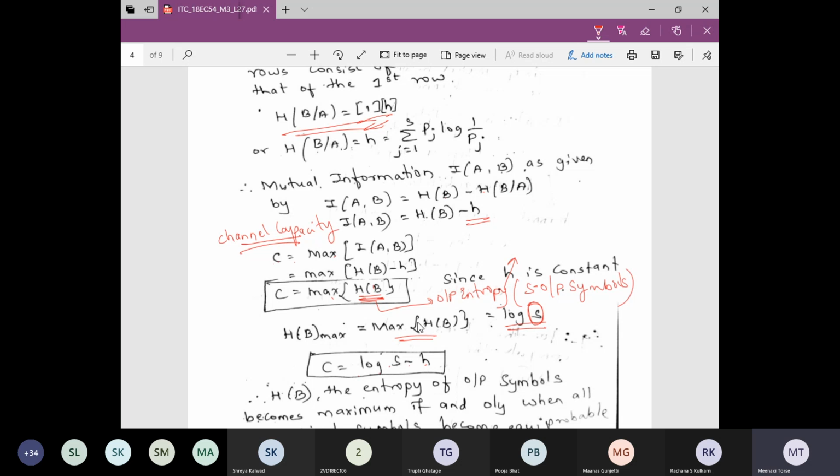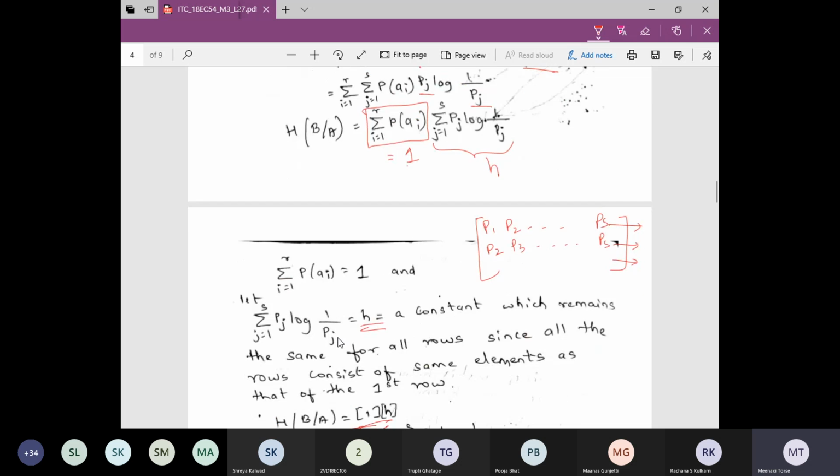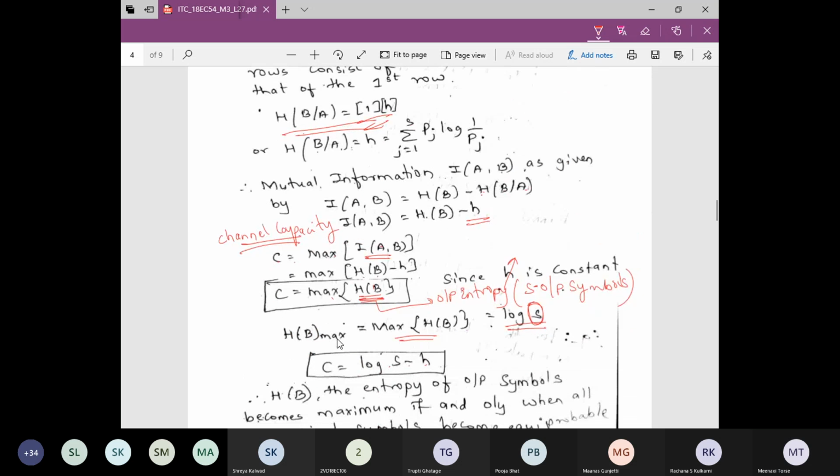Channel capacity is given by C equals maximum of mutual information, and the equation for mutual information is H of B minus H of B by A. H of B by A is H. The maximum of H of B is log S, so log S minus H is the equation for channel capacity.